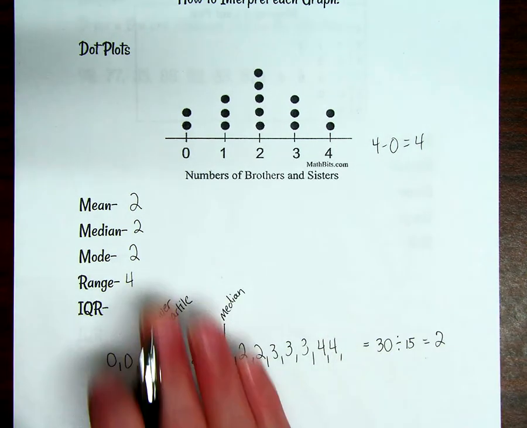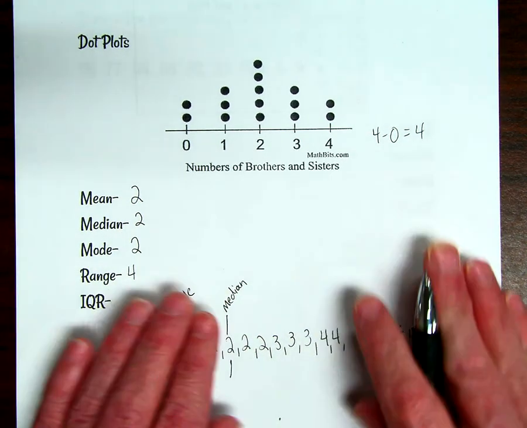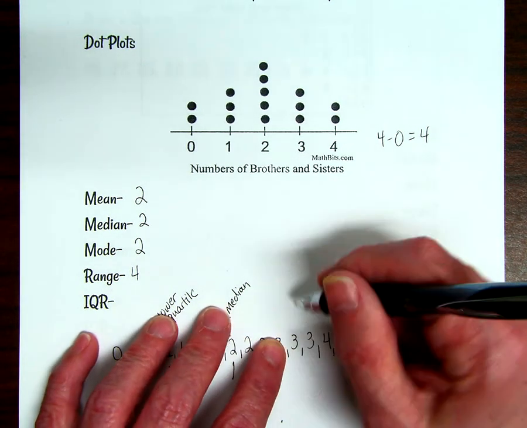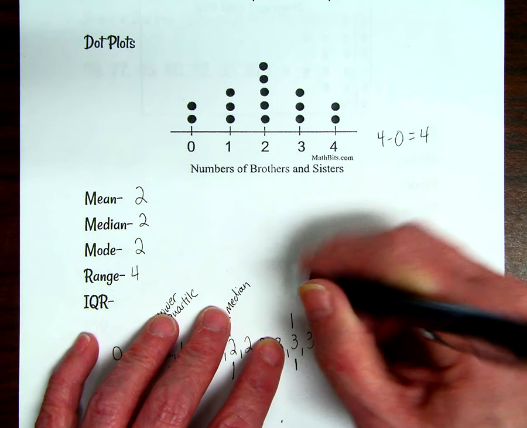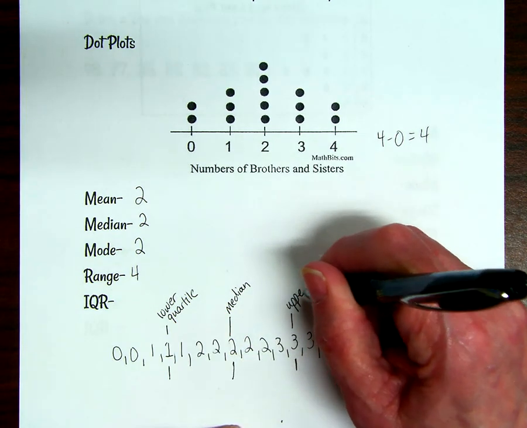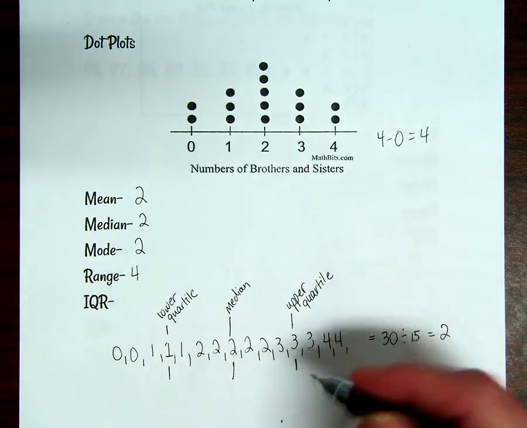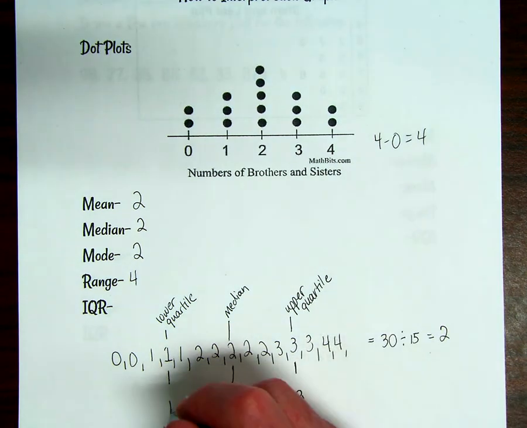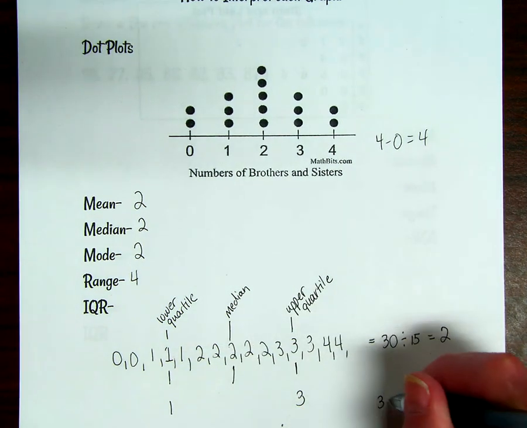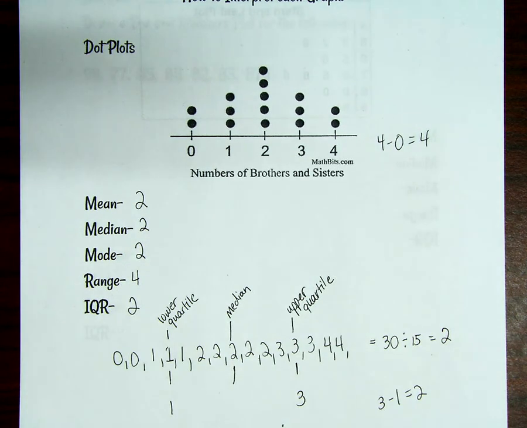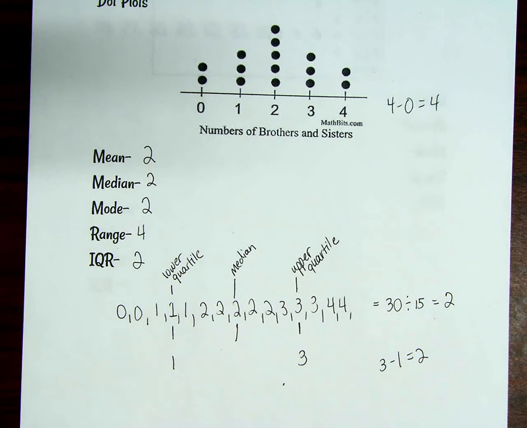And then we're going to do this half now. This is our upper quartile. So 3 subtract 1 equals 2, which gives us our IQR. And that is how you interpret a dot plot.